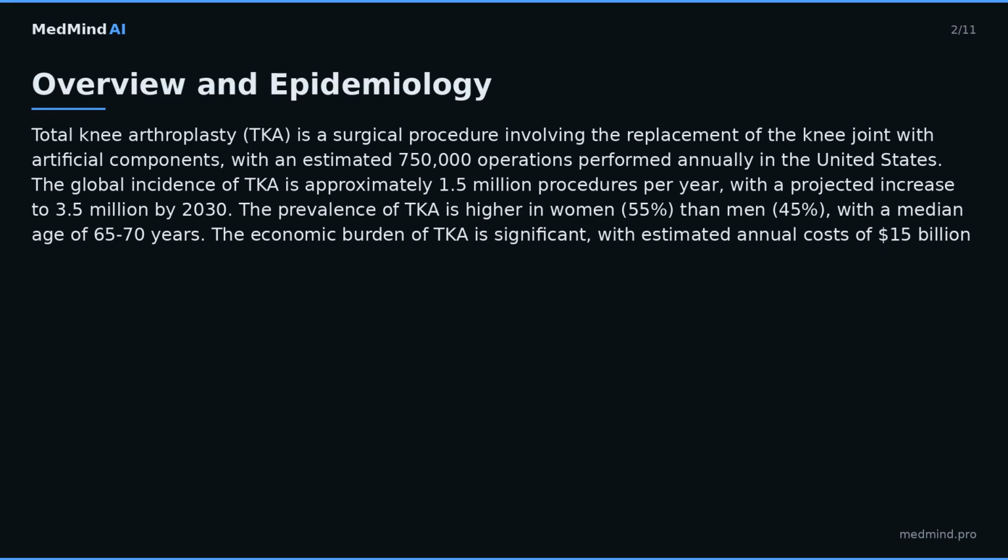Major modifiable risk factors for TKA complications include obesity, relative risk 2.5, diabetes, relative risk 1.8, and smoking, relative risk 1.5. Non-modifiable risk factors include age greater than 75 years, relative risk 2.2, and female sex, relative risk 1.2.